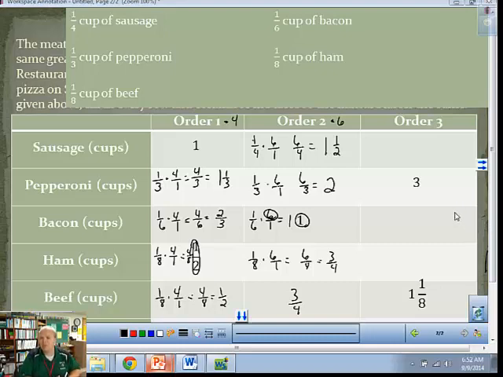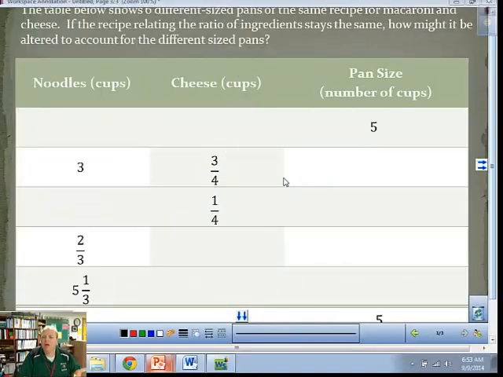Let's look at one more problem. I'm going to add to it just a little bit. This table shows 6 different size pans of the same recipe for the macaroni and cheese at our pizzeria restaurant. If the ratio of ingredients stays the same, how might the recipe be altered to account for the different size pans? So we have a couple things going on here. We need to find out our noodles and our cups of cheese, and that will make our pan size. Well, this one's pretty easy.